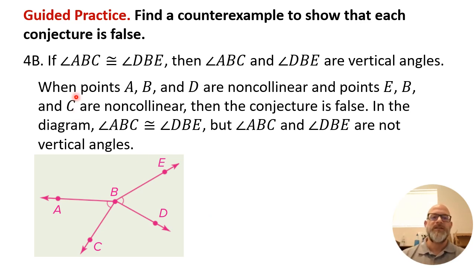Now let's see how the book says it. When points A, B, D are non-collinear, not a straight line, and points E, B, and C are not collinear or not on a straight line, then the conjecture is false, right? Because you don't have vertical angles here, but you do have congruent angles.